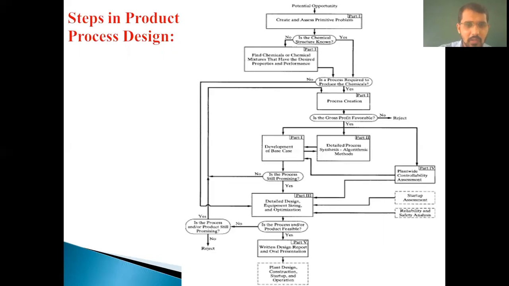After that, check whether the gross profit is favorable or not. Means whatever we are going to design, is it profitable or not? If it is profitable, then and only then can we design it. Otherwise, no use. So if no, then reject the process. Means if that process is not profitable, then reject that process. And if yes, if that process is profitable, then go for detailed process synthesis. If it is profitable, then and only then go into detail of that process. Otherwise, don't go.